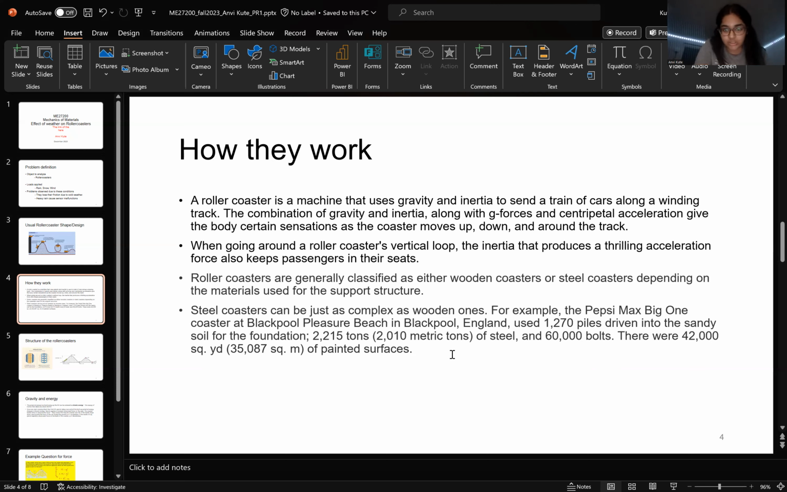like one of the roller coasters at Blackpool, England, which uses around 1,200 piles driven into sandy soil for the foundation, and uses around 210 metric tons of steel and 60,000 bolts. And there were around 42,000 square yards of painted surfaces, which makes it as strong as it is and how it works.